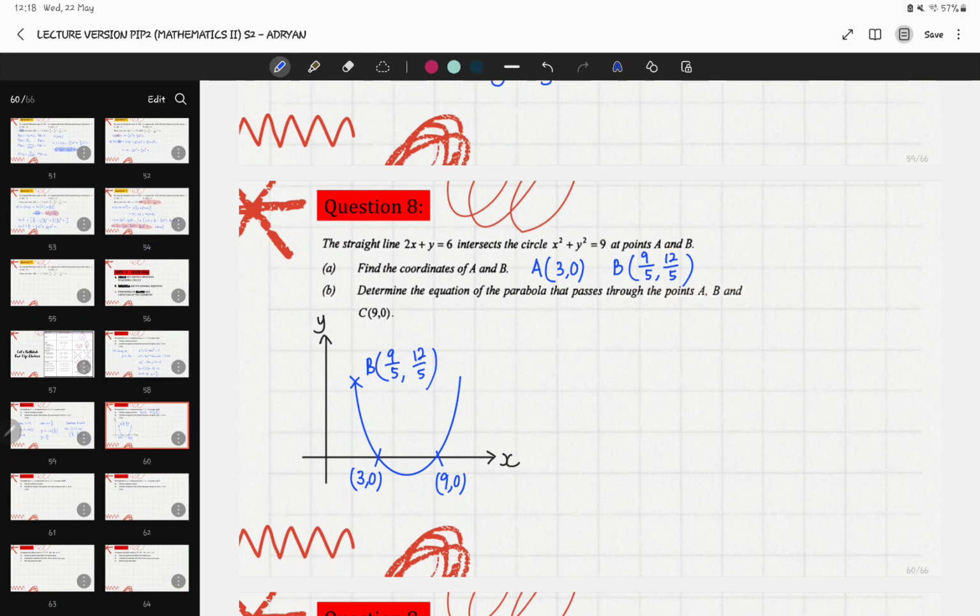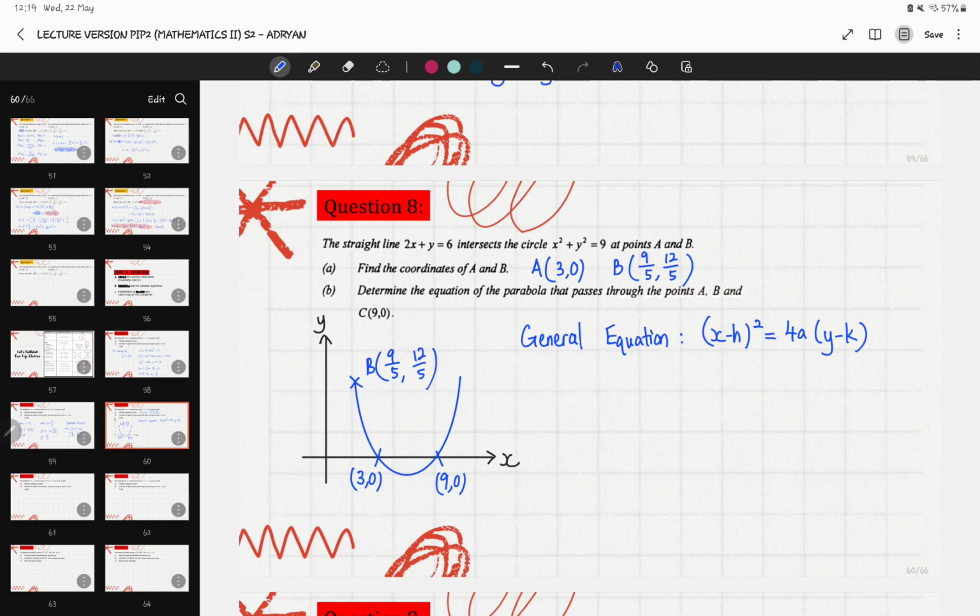Alright, so we know the shape of the parabola. What else do we know from here? We know the general equation, which would be (x minus h) squared equals 4a times (y minus k). This is the general equation. We haven't found the exact equation yet, we only have the general equation.